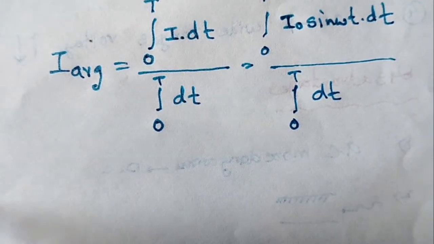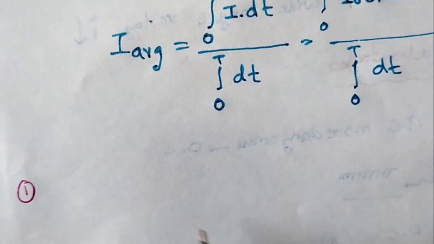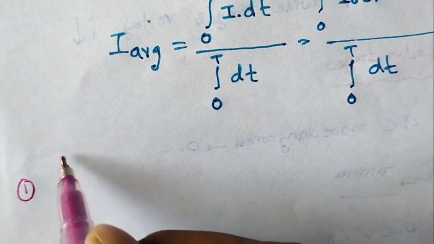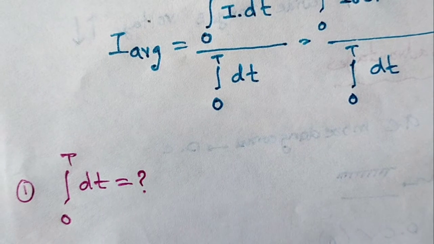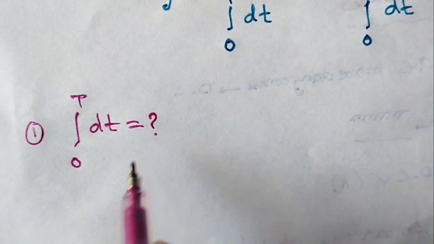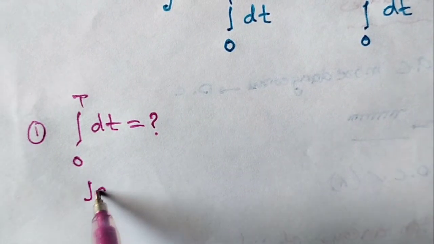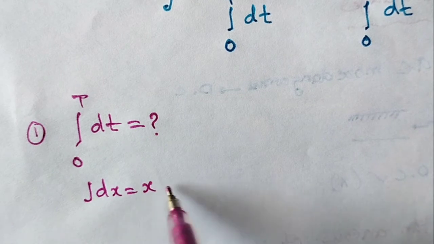So how do we calculate these integration parts? The first one is a very simple integration: the integral from 0 to T of dt. What is the value? The integral of dx is equal to x. This is a formula.